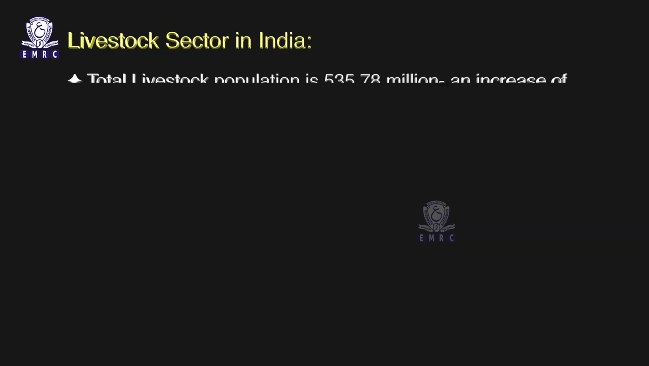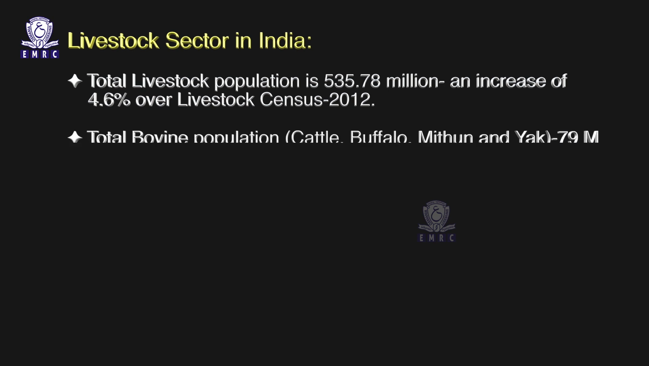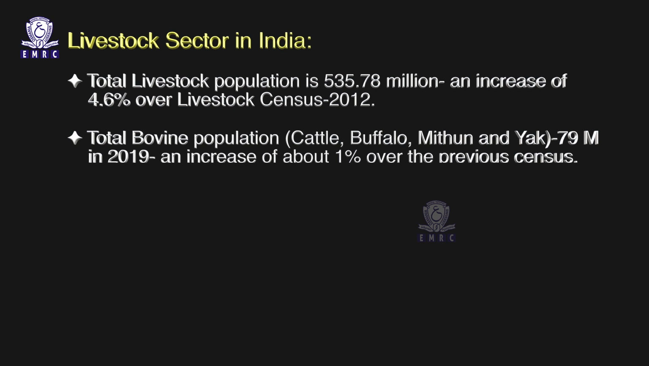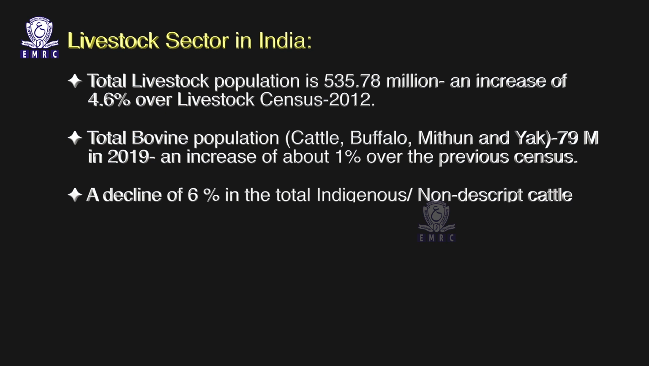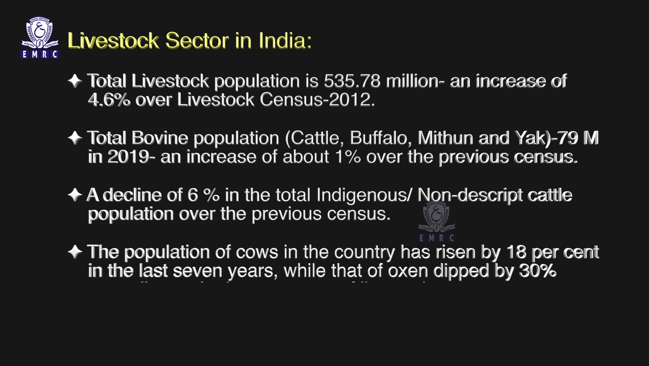Total livestock population is 535.78 million, an increase of 4.6% over the livestock census of 2012. Total bovine population is 79 million in 2019, an increase of about 1% over the previous census. A decline of 6% in the total indigenous or non-descript cattle population over the previous census. The population of cows in the country has risen by 18% in the last 7 years, while that of oxen dipped by 30% according to the latest census of livestock.